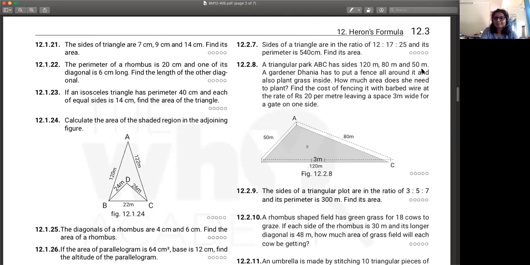Cool. Okay, so you guys are doing it? Solve it. x is 10. Okay.